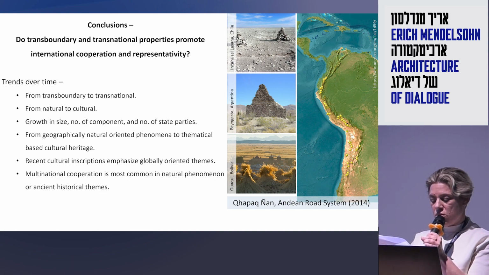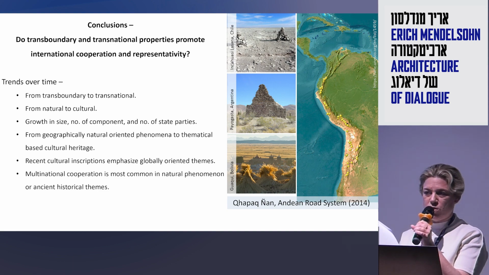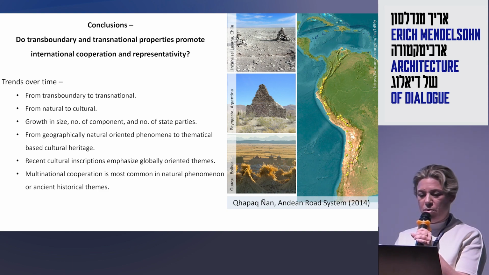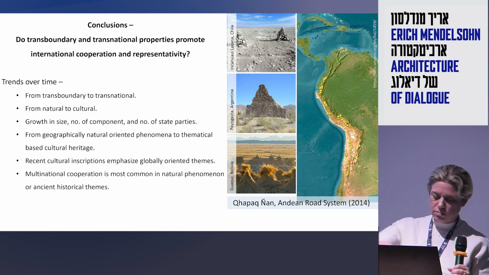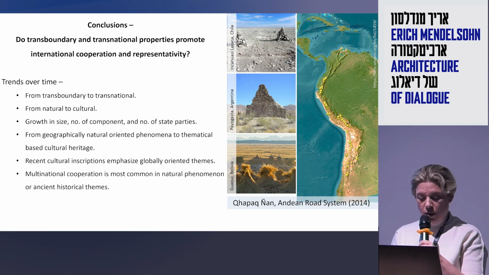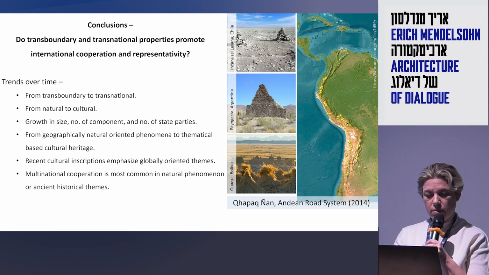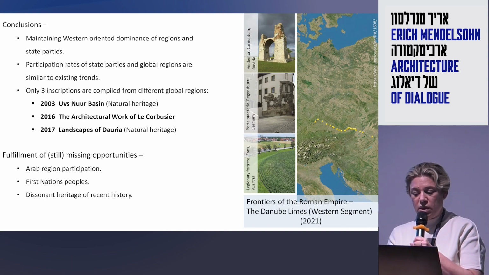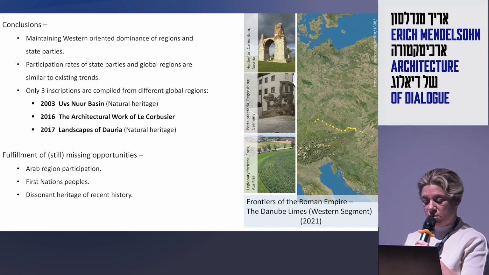Recent cultural inscriptions tend to present more globally oriented themes, such as Struve's mapping of the world, Roman Empire influence, or cultural development along caravan routes. Multinational cooperation, then, seems to be most common in natural phenomena or ancient historical and archaeological themes. These trends maintain the dominance of Western-oriented regions and state parties in the list.